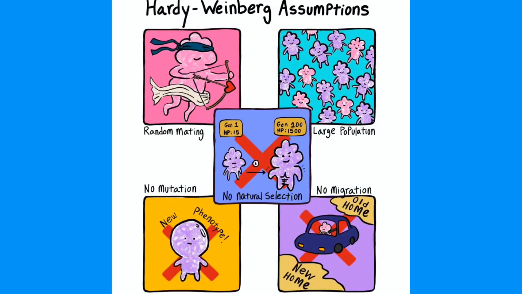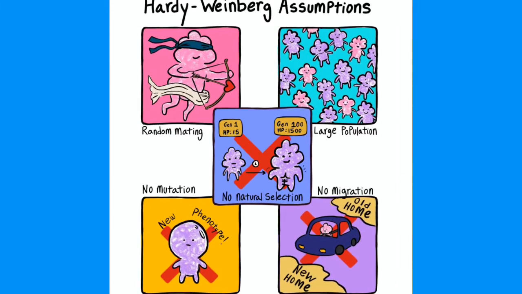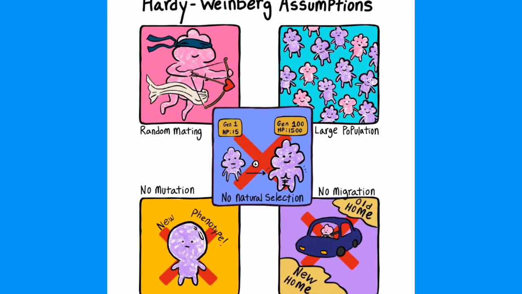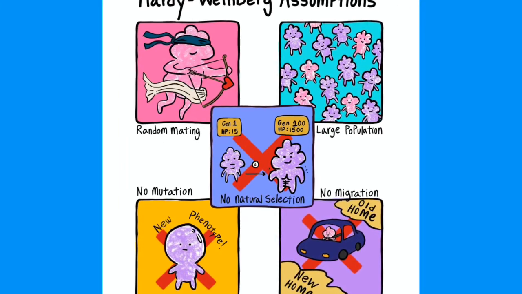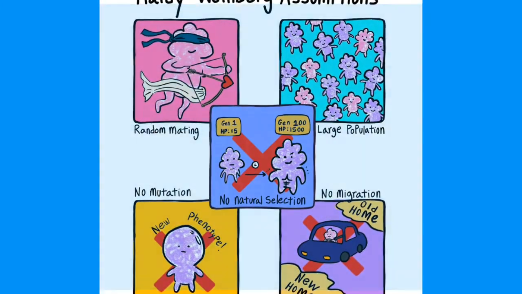So there are 5 assumptions that are made for the Hardy Weinberg principle. Random mating, a large population, no natural selection, no mutation, no migration.